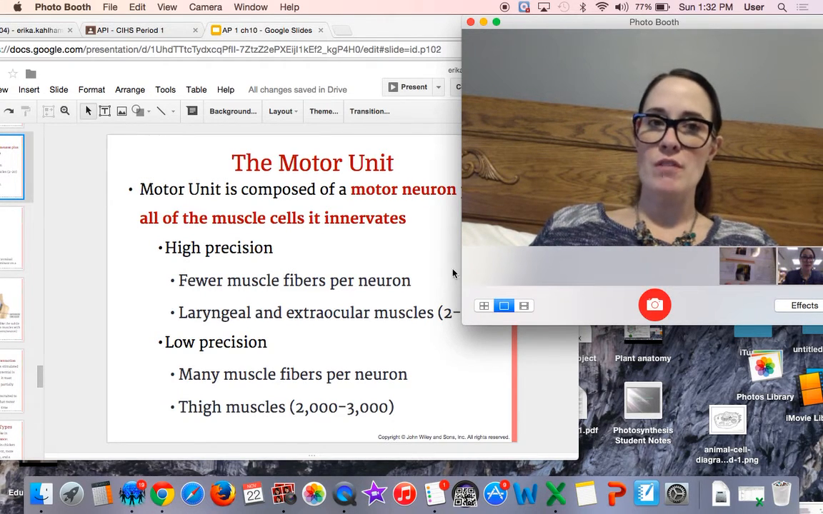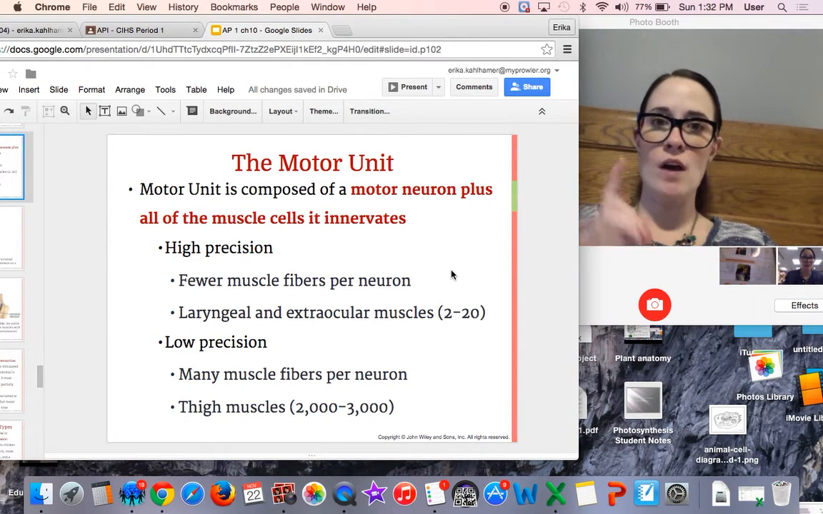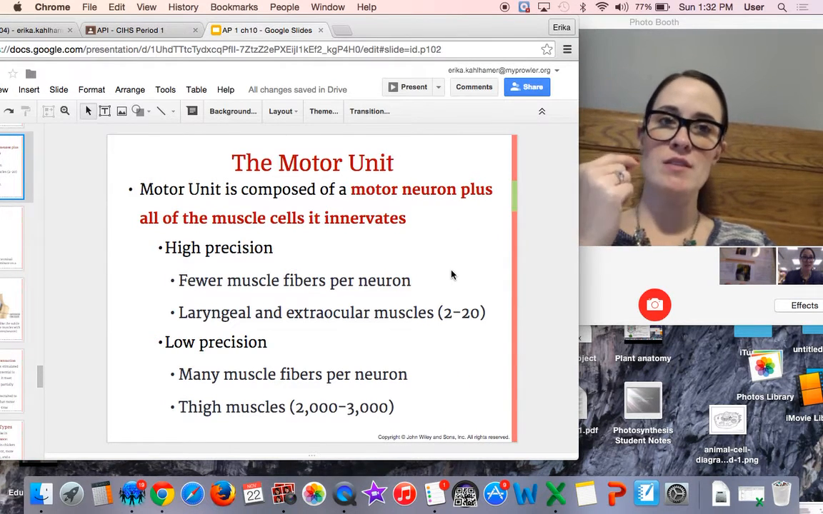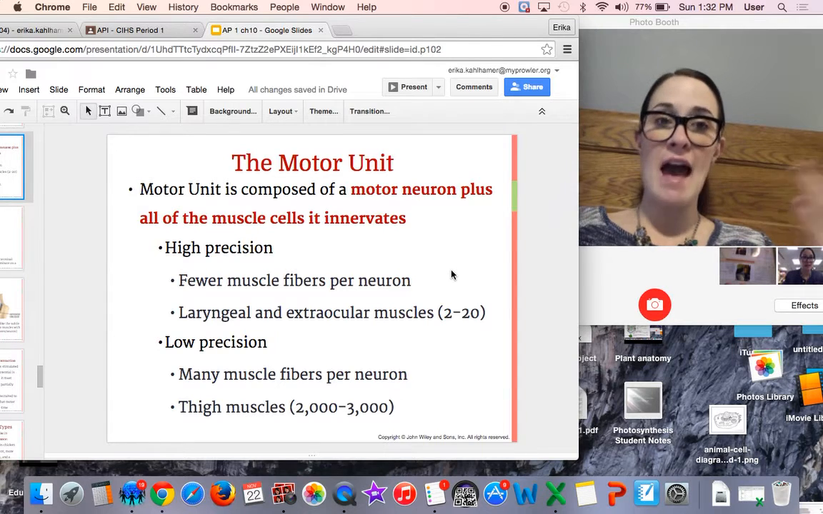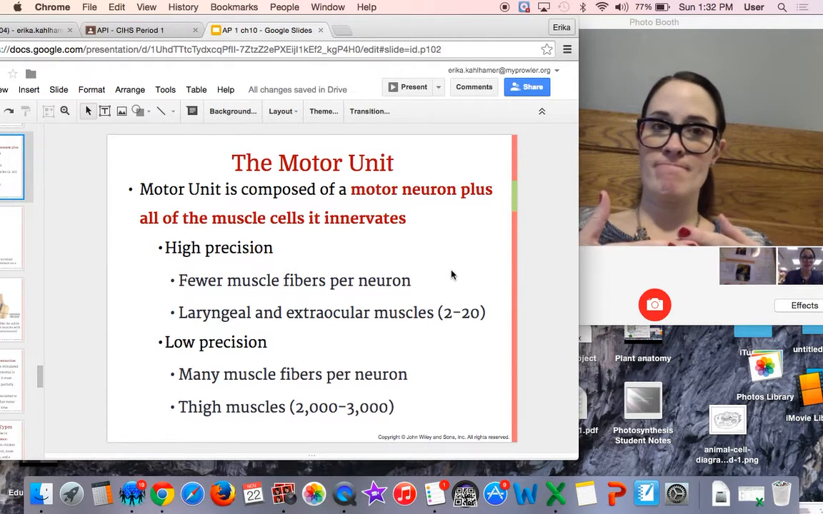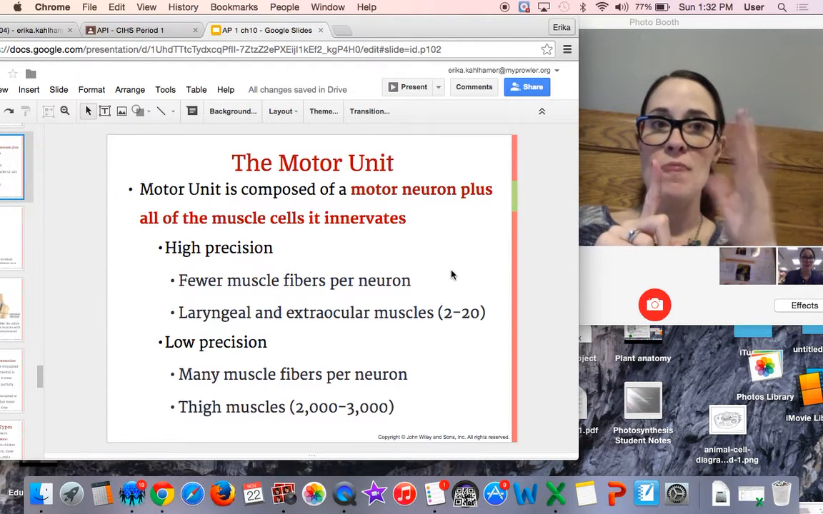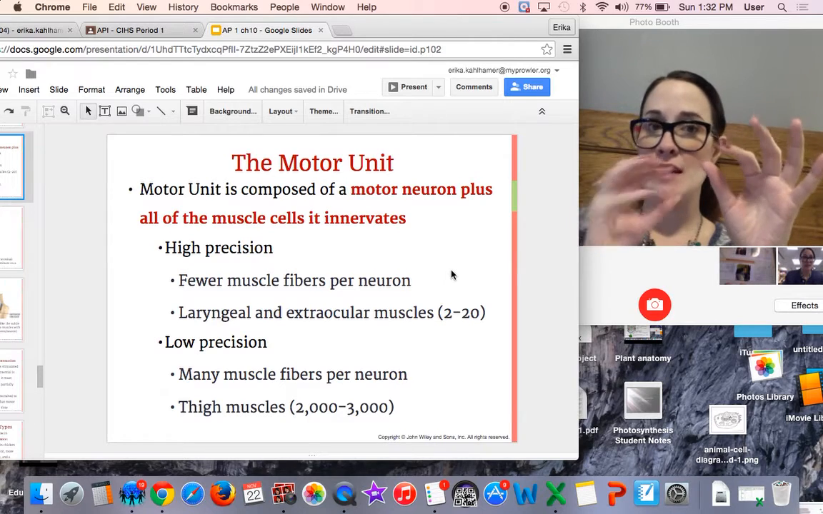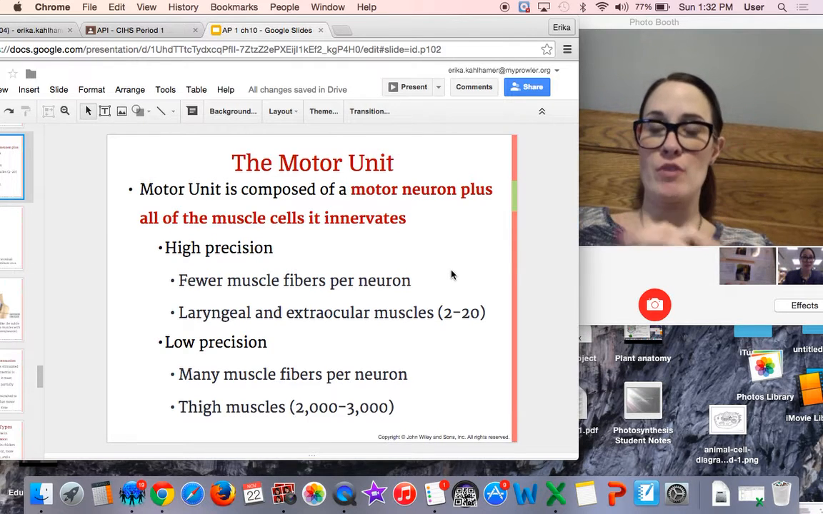So the motor unit is specifically one motor neuron, from the nervous system, that innervates or activates a group of muscle cells. Okay, they're in a unit together. One motor neuron with the muscle cells or the muscle fibers that it touches are in a motor unit.